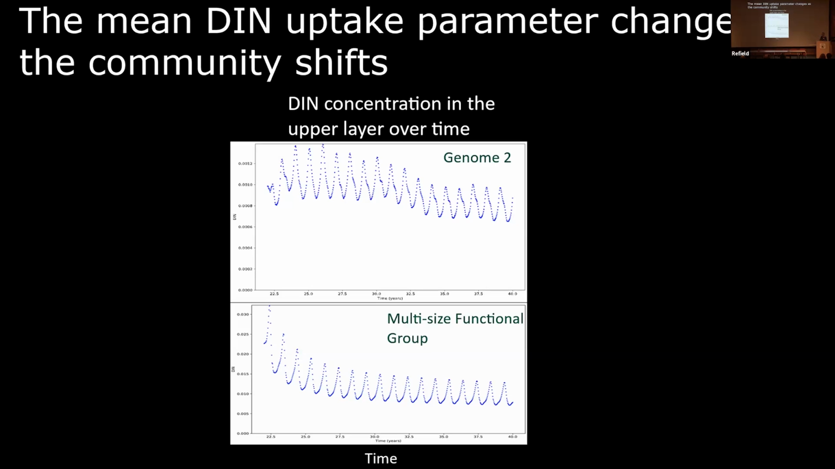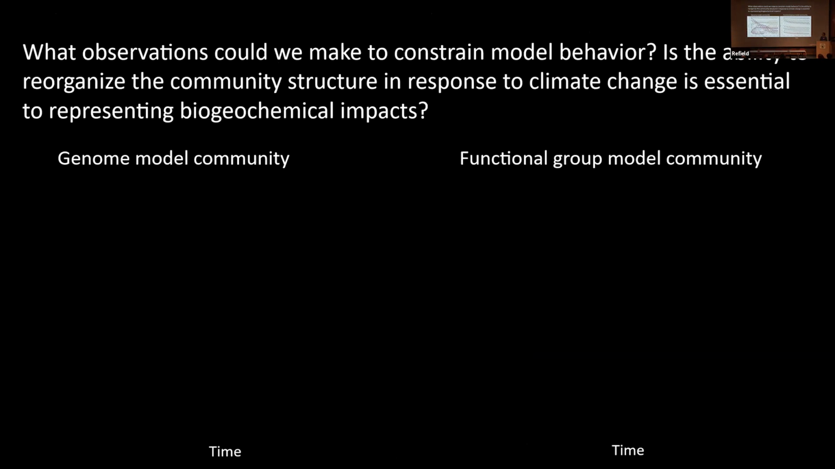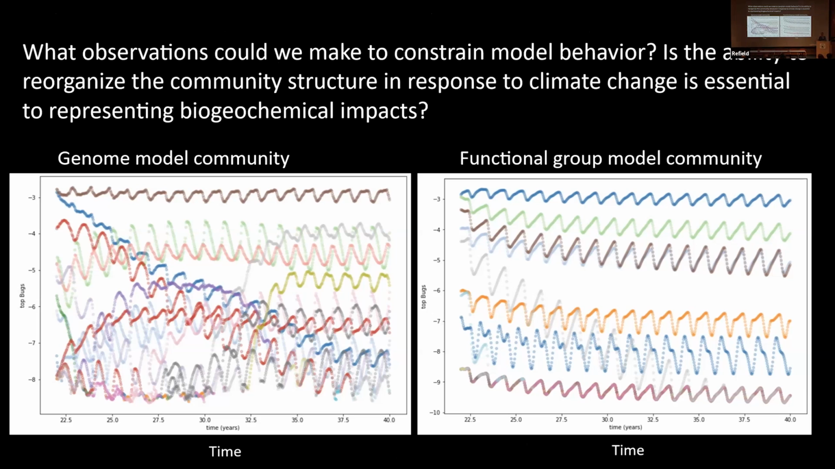And then when we look at the functional group model, it has a much sharper drop off, a much larger magnitude over time. So having learned, we are now calling this reduced stability, not increased resilience, and increased stability in the genome model. So we don't know which one of these is right, and we don't even know what the real world looks like in response to this.